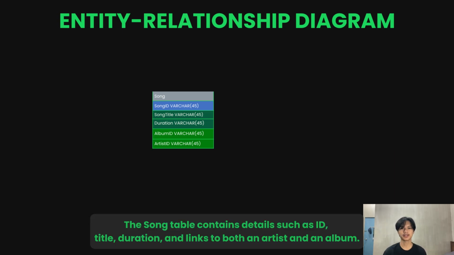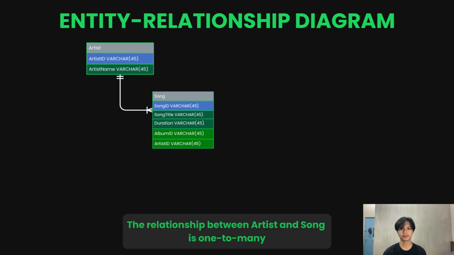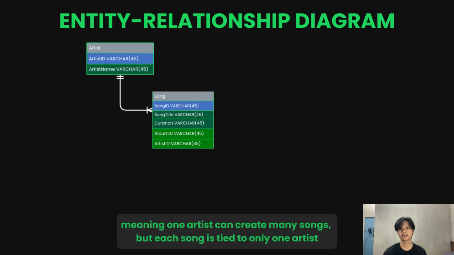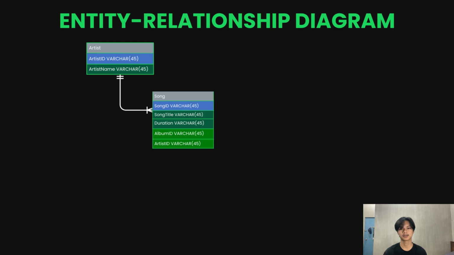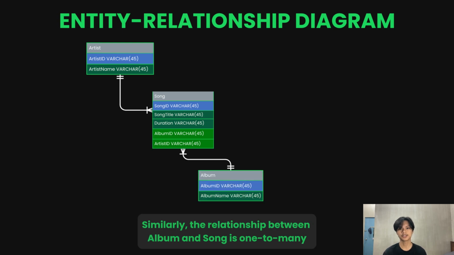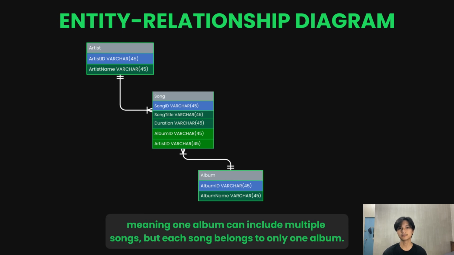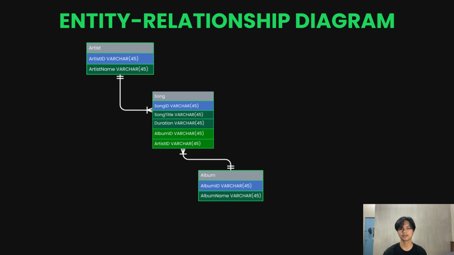The song table contains details such as ID, title, duration, and links to both an artist and an album. The relationship between artist and song is one-to-many, meaning one artist can create many songs, but each song is tied to only one artist. Similarly, the relationship between album and song is one-to-many, meaning one album can include multiple songs, but each song belongs to only one album.